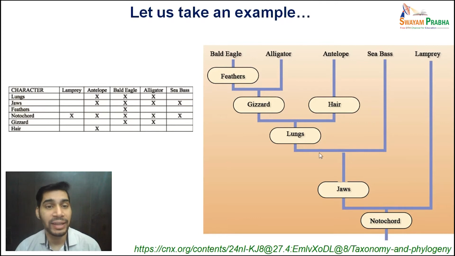And then based on jaws again, we can have a classification or the bifurcation based on the lungs. Here we are going further down. After jaws we are coming to lungs, which is present in three organisms here, not in the boss and lamprey, and so on. You keep on building the tree like this.